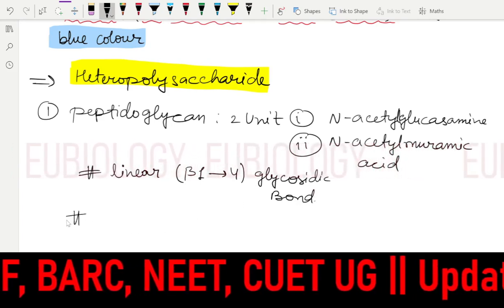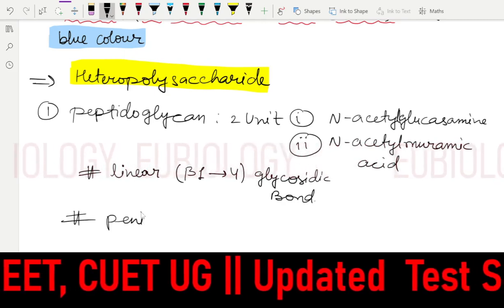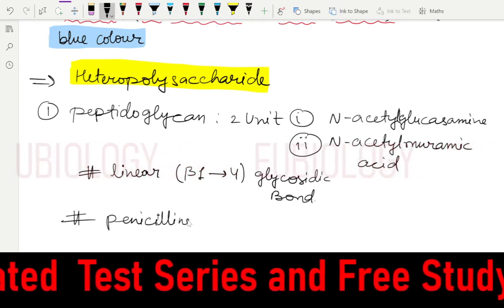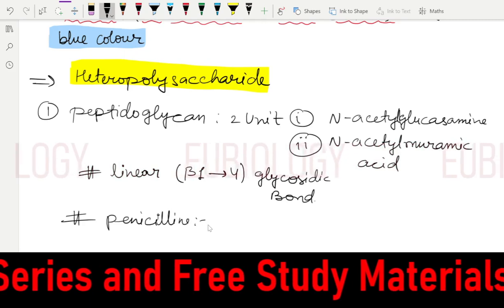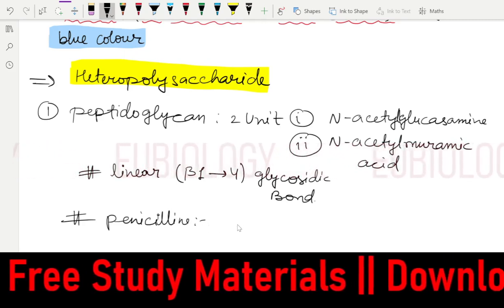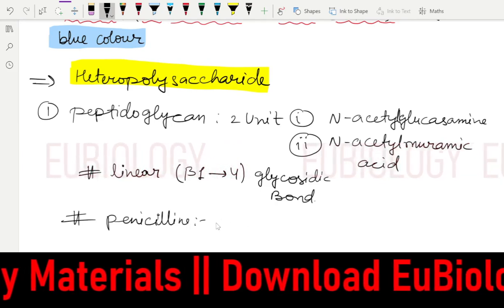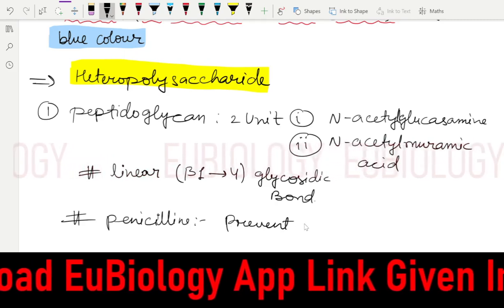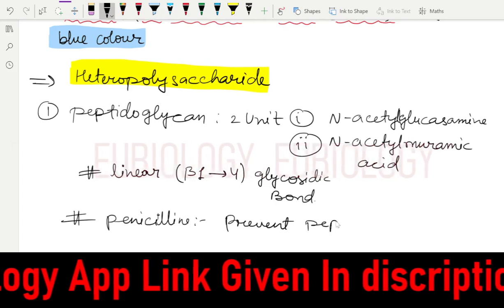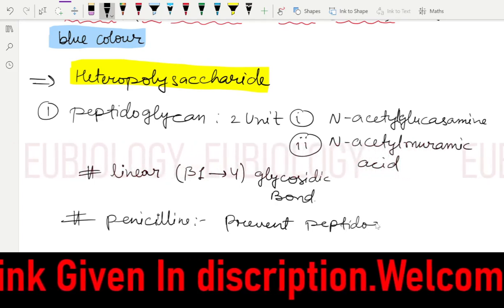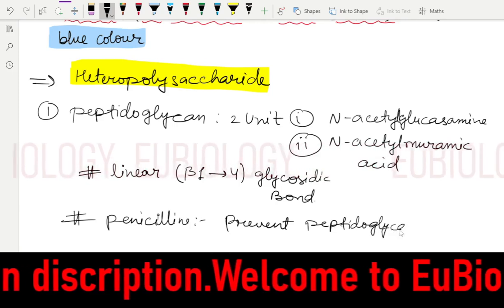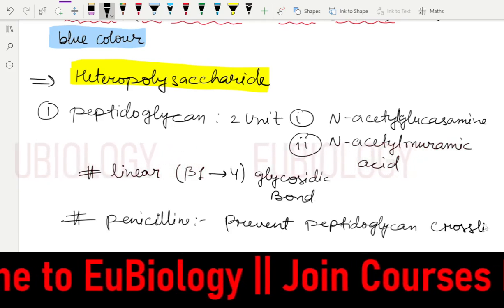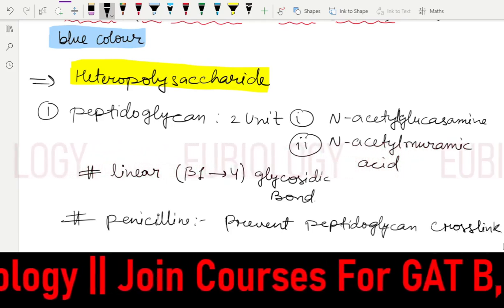Important to remember here: penicillin, which is extracted from Penicillium notatum. Okay, so penicillin is an antibiotic, and it prevents peptidoglycan cross-linking. Okay, it prevents peptidoglycan cross-linking.